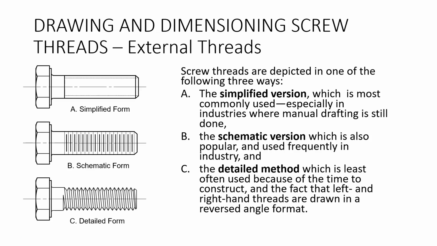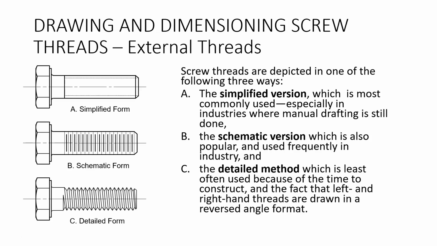There are actually 3 different ways that we can draw threads: the simplified form, the schematic form, and the detailed form. As you can tell, the detailed form is the most closely related to the actual threads on an object, the actual threads that you can touch. For this reason, we rarely see detailed threads drawn on an engineering drawing, because it's very difficult to draw, and some of the dimensions for getting these details are hard to come by. So the detailed form is not very common at all.